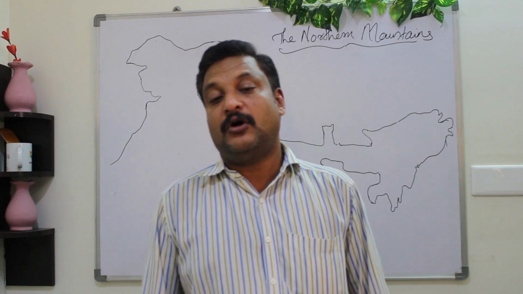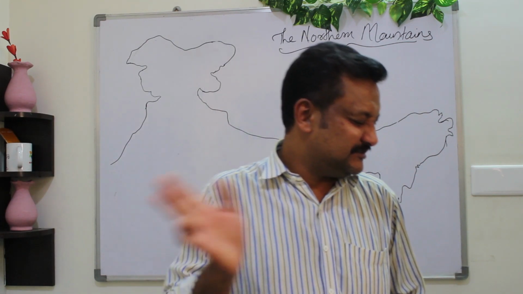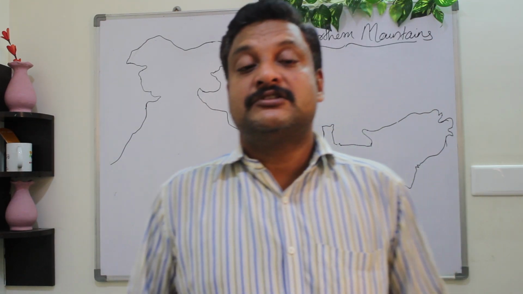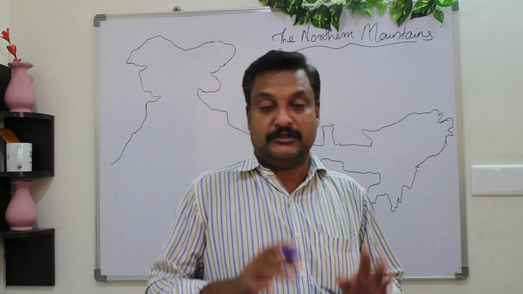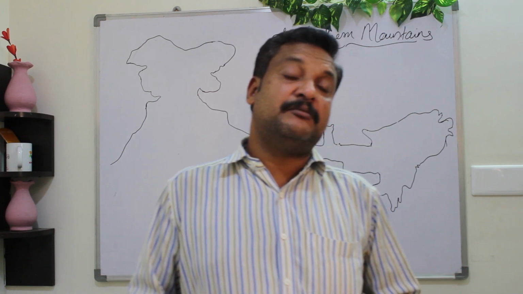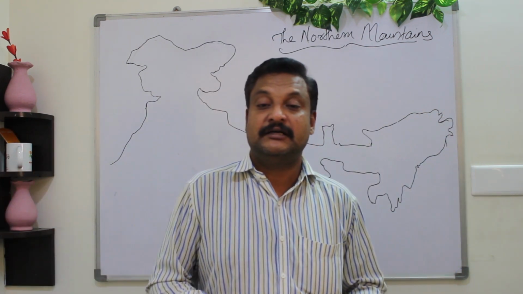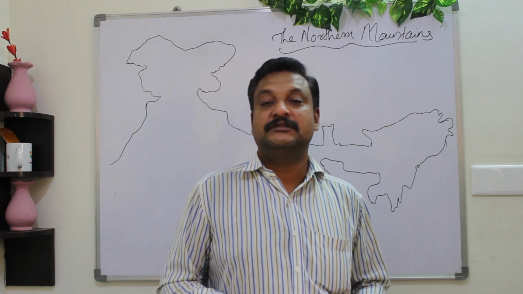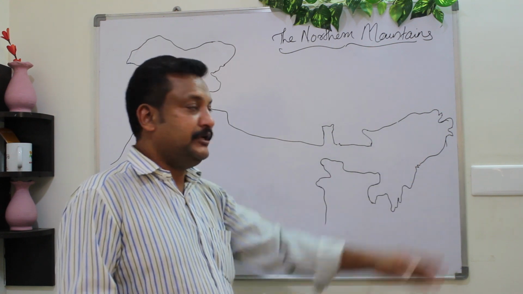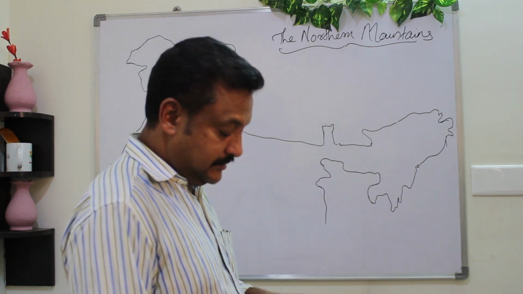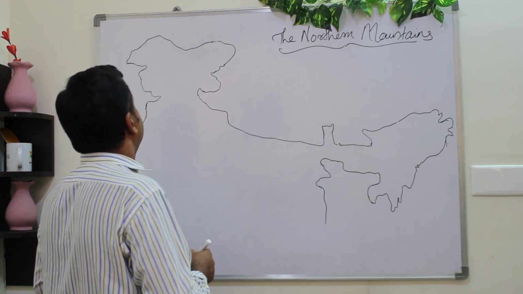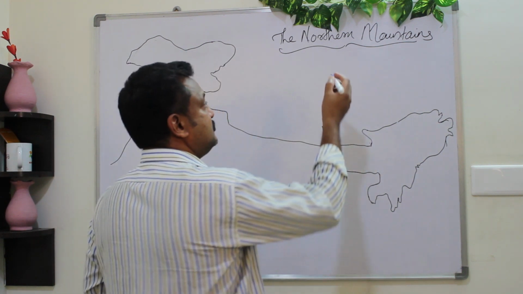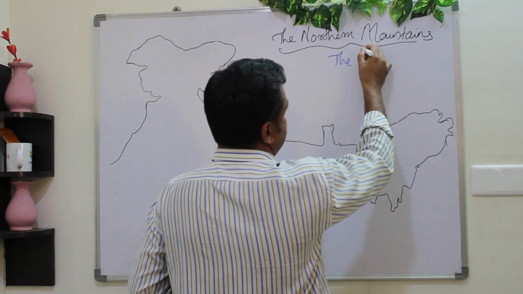Okay children, so we are now dealing with the northern mountains. Northern mountains means the mountain ranges that we have in the north, and that's why they are called the northern mountains. We have the northern part of India on the map over here, and the mountain ranges, the northern mountains, are also known as the Himalayas.